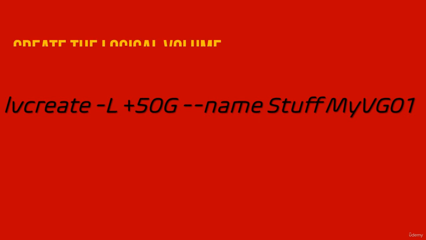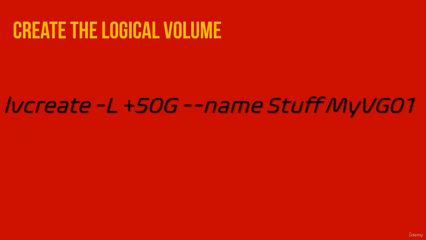When you're creating the logical volume, you first create the logical volume, the LV, from existing free space within the volume group. The command right here creates an LV with a size of 50 gigabytes. The volume group name is myvg01, and the logical volume name is stuff. So lvcreate -L 50G --name stuff myvg01.